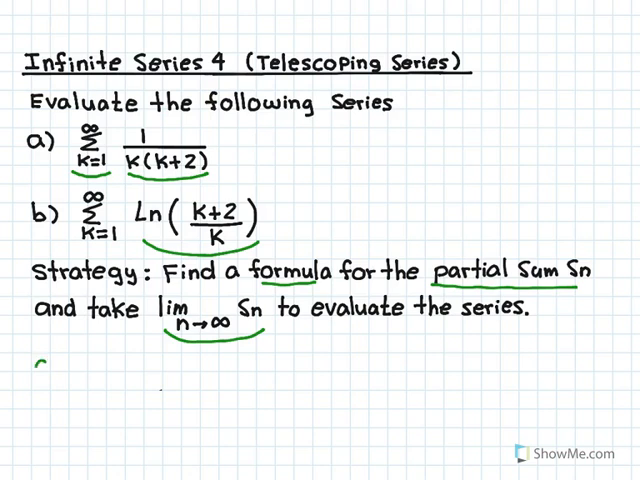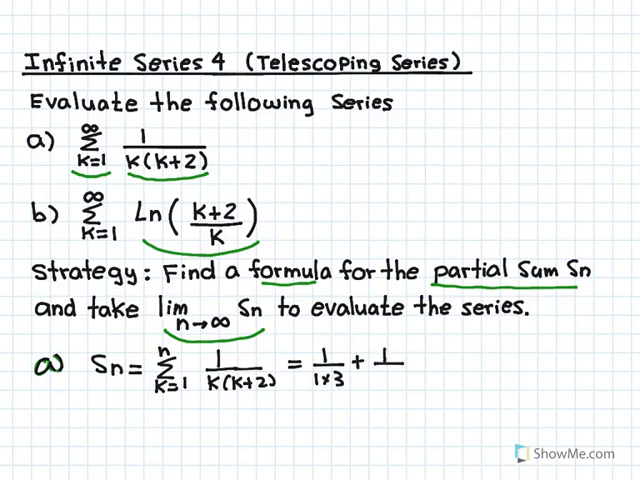So let's begin by looking at the nth partial sum for part A. We have Sn is equal to the sum from k equals 1 to n of 1 over k times k plus 2. Plug in k equals 1, we get 1 over 1 times 3. Plug in k equals 2, we get 1 over 2 times 4. Plug in k equals 3, we get 1 over 3 times 5. And the last term, k equals n, we get 1 over n times n plus 2.